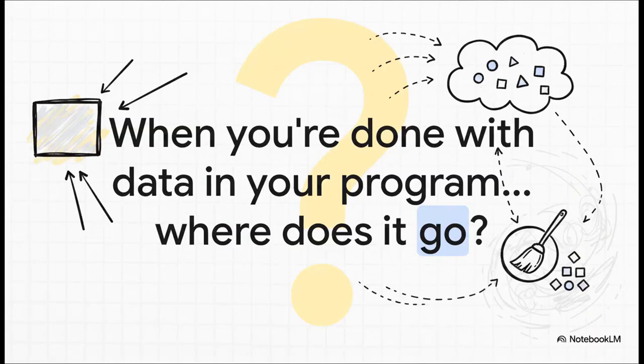So, let's start with a simple question. When you're writing code and your program is done with a piece of data, where does it actually go? I mean, every time you create a variable or an object, it takes up a little piece of memory. But what happens when you don't need it anymore? Who's supposed to clean that up?